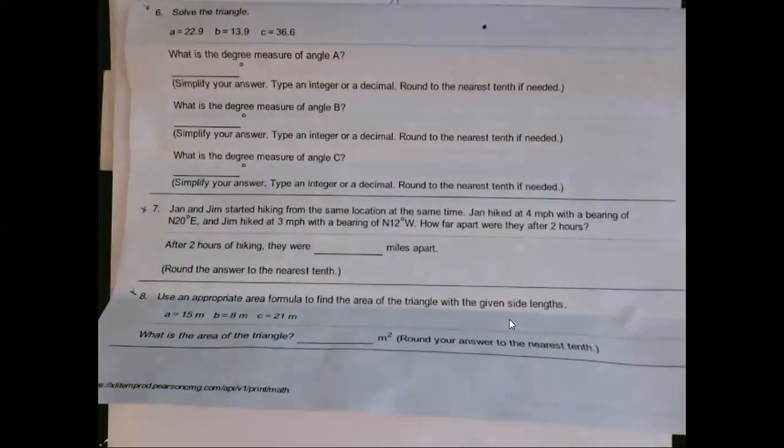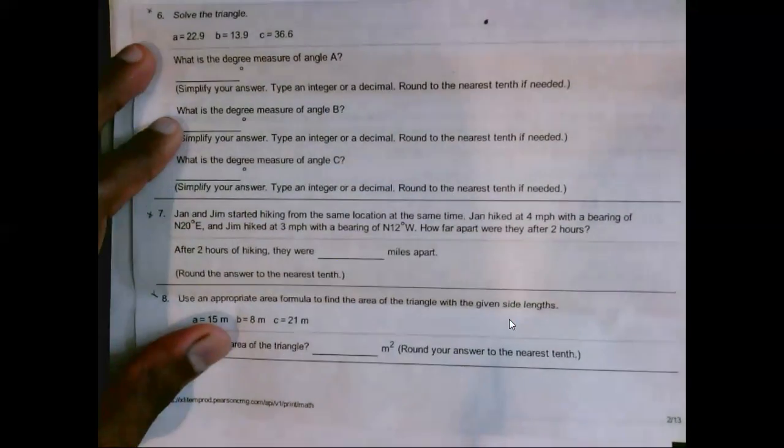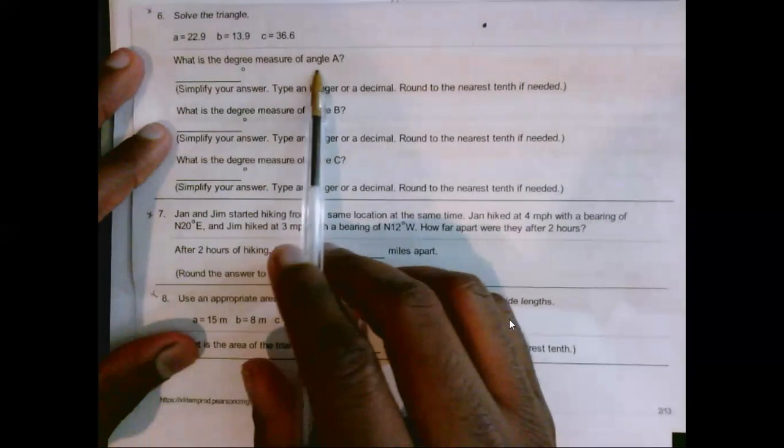So in this problem, we are asked to solve for the triangle. We're given three sides: a equal to 22.9, b equal to 13.9, and c equal to 36.6. So we want to solve for the triangle, and what they're looking for is the measure of angle A.